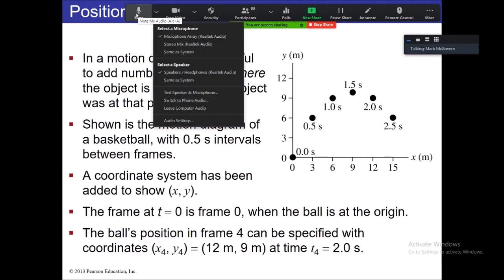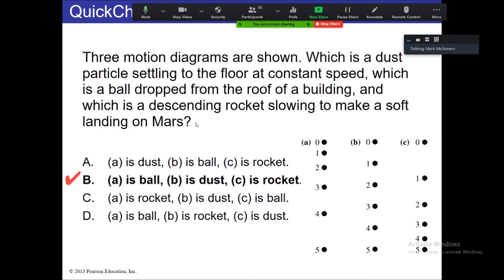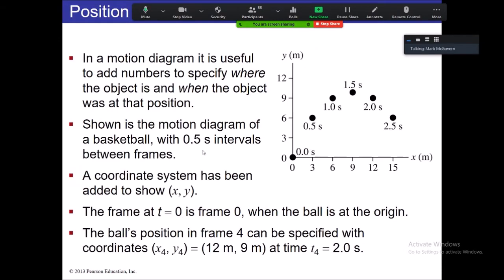Now, let's start, because all this stuff we're talking about here is very qualitative. And we're going to slowly transition from having a qualitative description of things into a more quantitative description of things. So let's try to do that. We can throw down a coordinate system in our motion diagram.